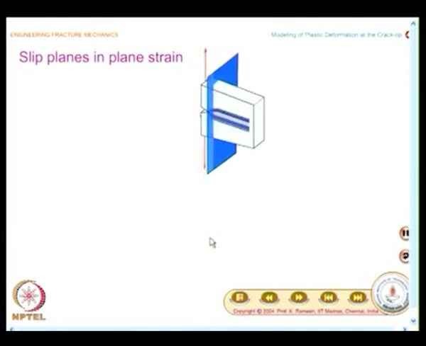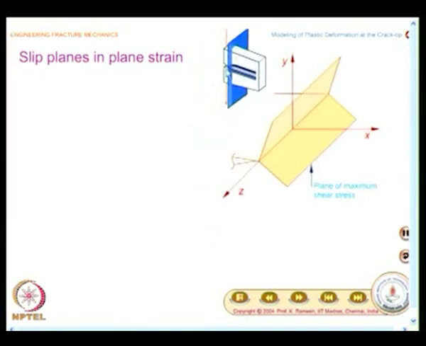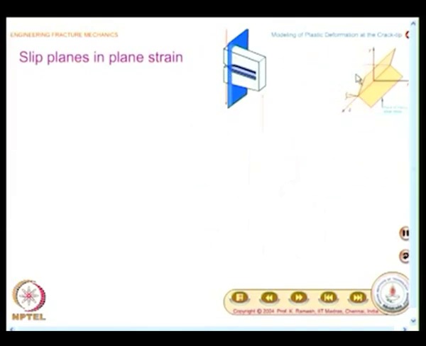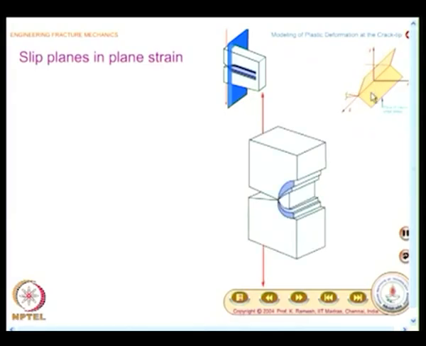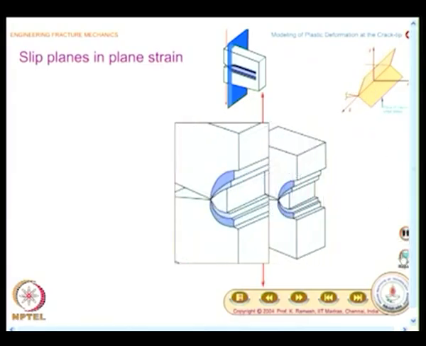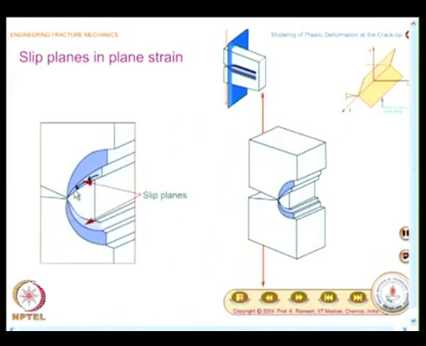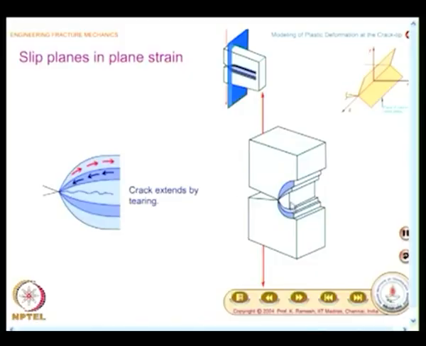that influences. Now, I take a situation which is very close to the crack tip, and this is the plane of maximum shear, it is different. And because of this, you have a slip occurs like this, you have planes like this. So, you have the steps shown here, and slip occurs between these planes, and a tearing action can take place and the crack will propagate.